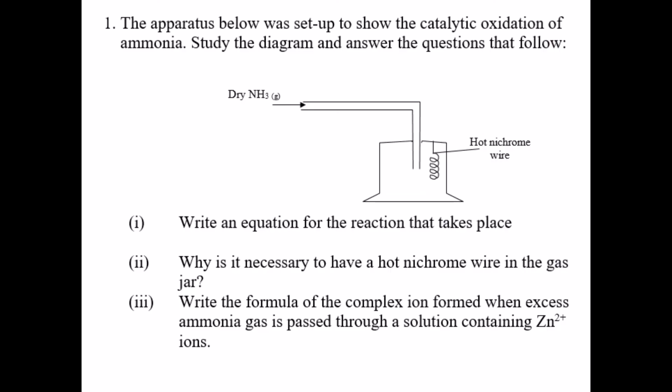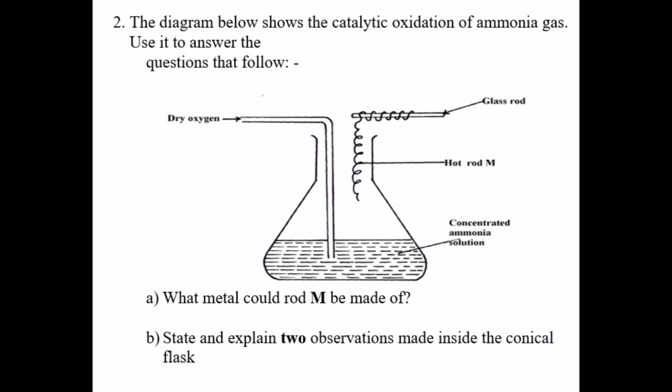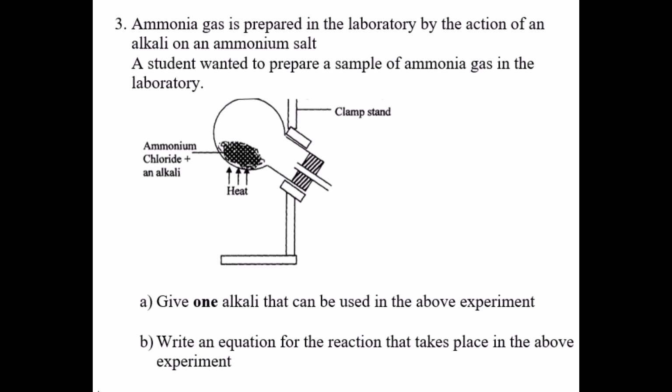That is question 1, catalytic oxidation of ammonia. Then you write the equation for the reaction taking place, and why the nichrome wire should be hot. Then Roman 3, as you can see there. Then you have question 2, again catalytic oxidation of ammonia. You identify the metal M, and 2 observations in the conical flask. Then question 3 there.